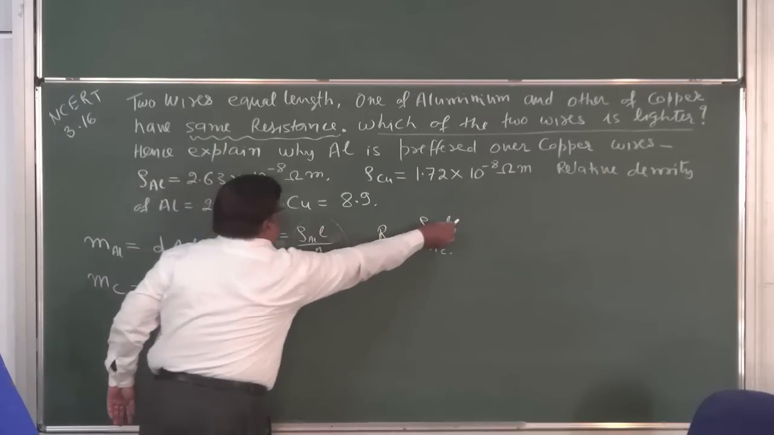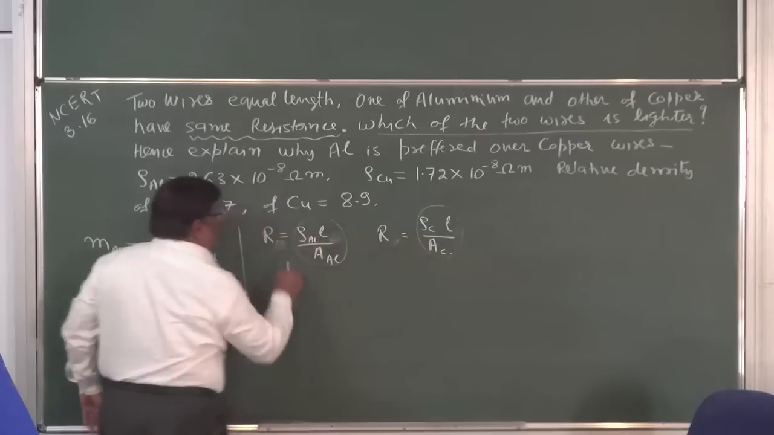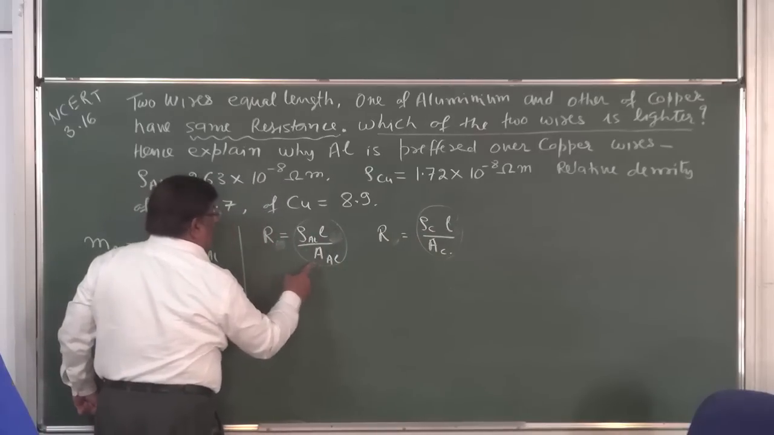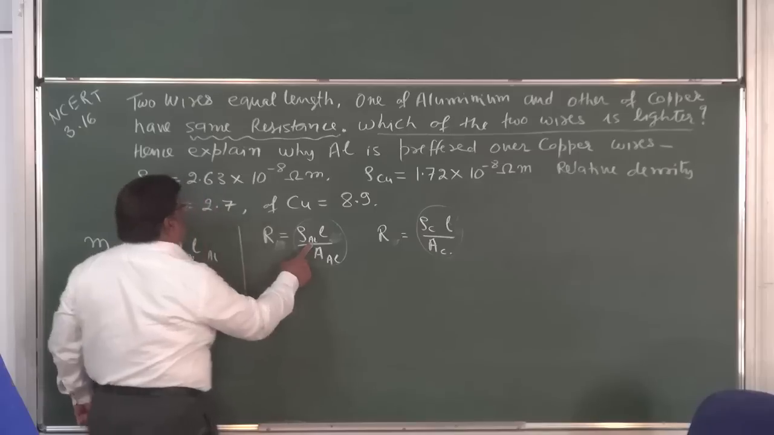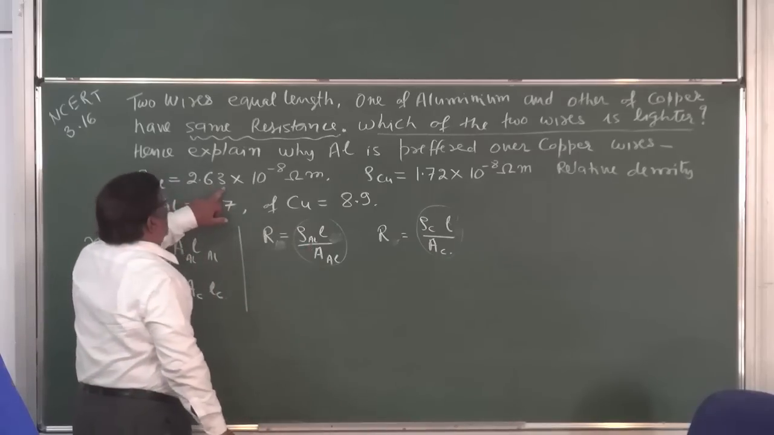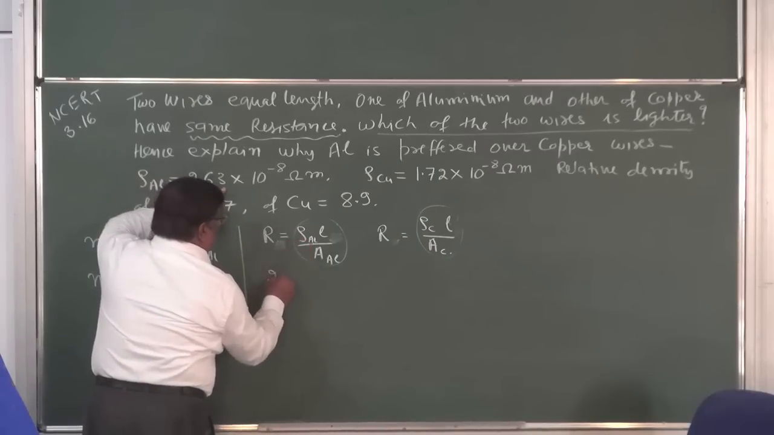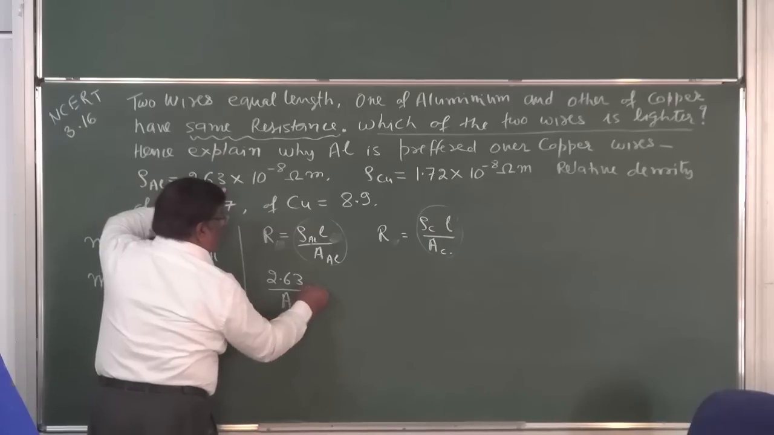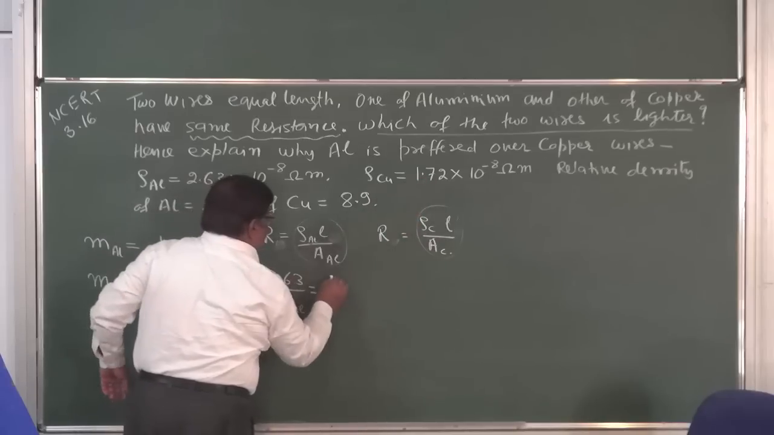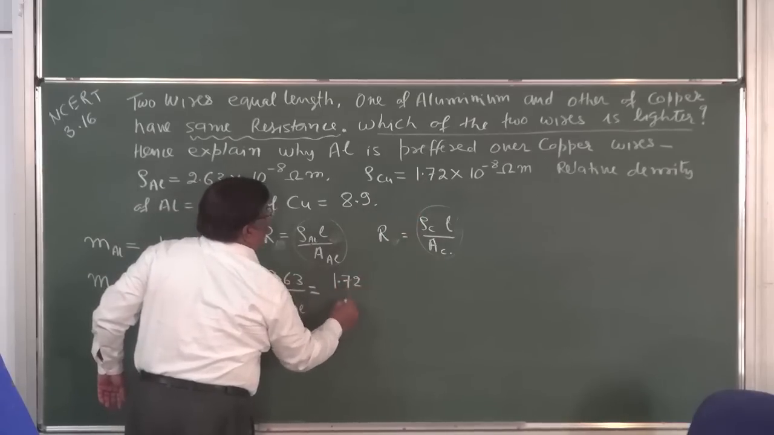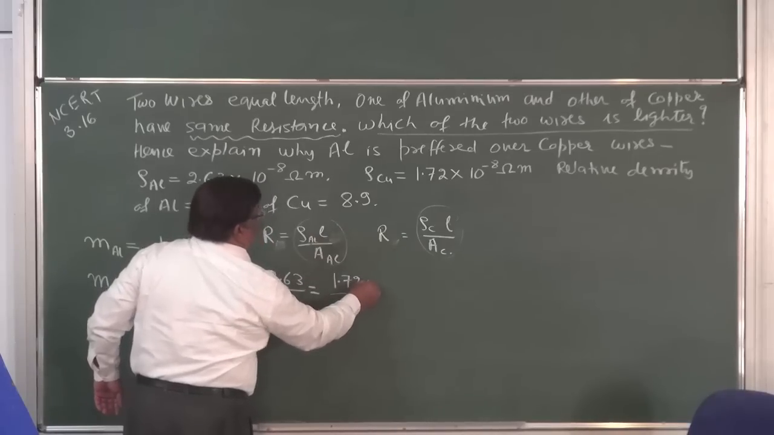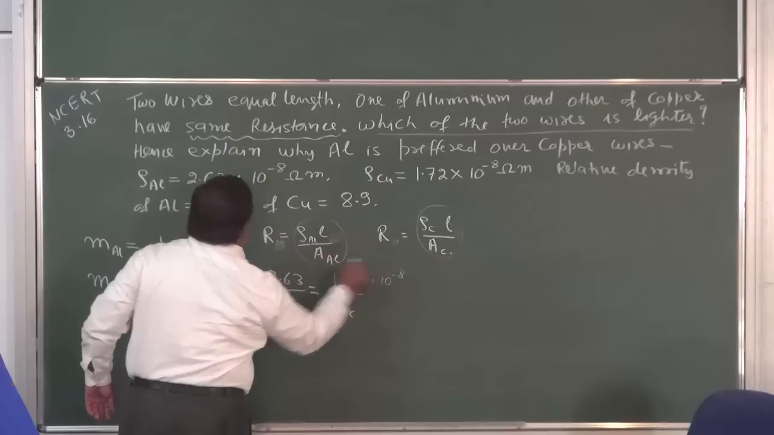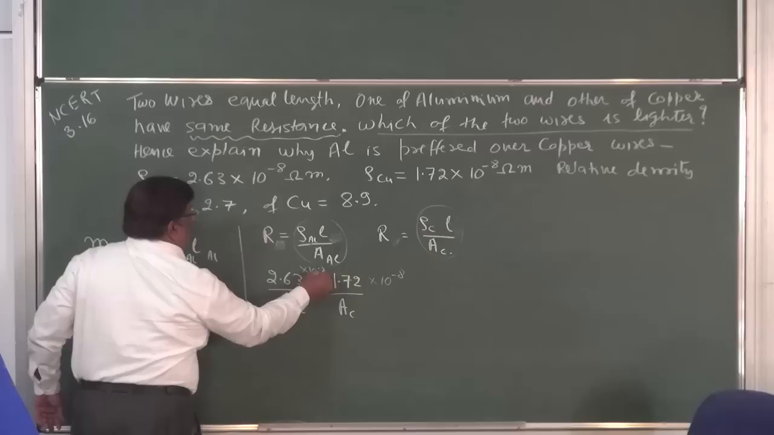That means this is equal to this. In that, length is also equal. So rho upon A, this is rho of aluminium, 2.63, upon area of aluminium is equal to 1.72 upon area of copper. Multiplied by 10 to the power minus 8, this is multiplied by 10 to the power minus 8, cancel.